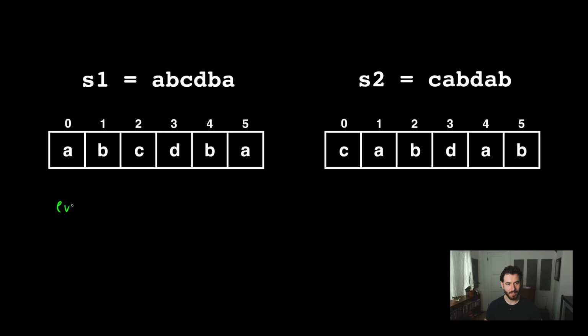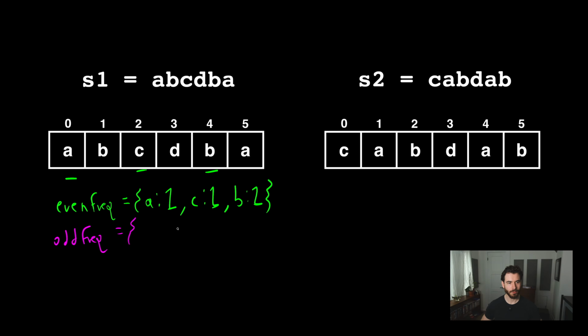So we could have a hash map, even frequency, and within it, we'd have a key for every character with its value set to the frequency it appears in. And we would do this for all of the even indices. So we'd end up with 3 entries in this hash map: A, C, and B, and each of them would have just a frequency of 1. Then we could create another hash map, odd frequency, where the keys are the characters that appear at the odd indices, and the values are the frequency at which they appear.